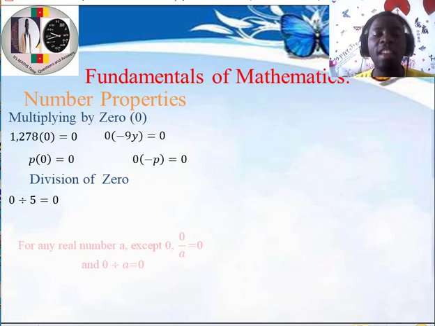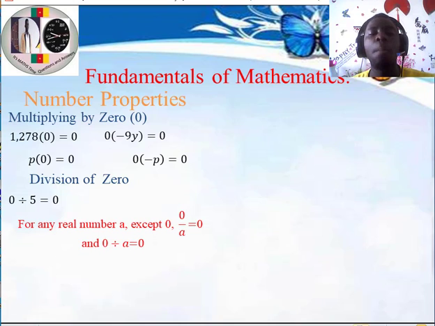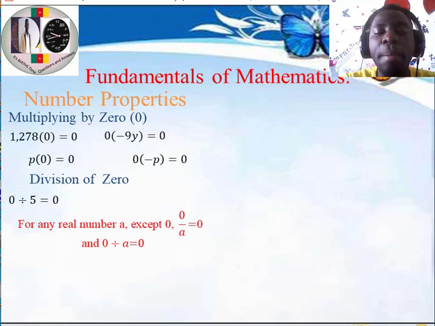So generally, dividing 0 by any number gives us 0. So 0 divided by a is 0. 0 divided by 1 million is 0. What about dividing by 0? Dividing by 0 simply means we take any number and divide by 0.